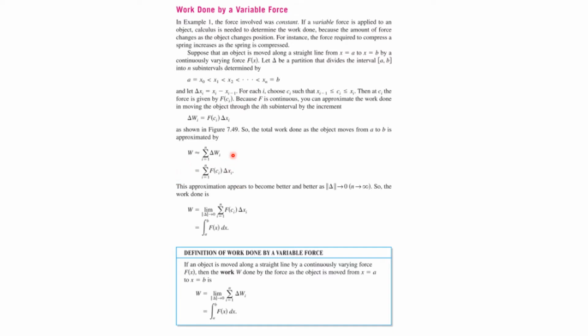So we'll add up all the little pieces of work, and we'll get W is equal to the summation as i goes from 1 to n of delta W sub i. But we were calling each one of those little delta W sub i's f of c sub i delta x. And you can kind of see that this is starting to look like a Riemann sum. So this approximation becomes better as n goes to infinity, and also we do have to have that the length of the longest subinterval goes to 0. So the work done is the Riemann sum.